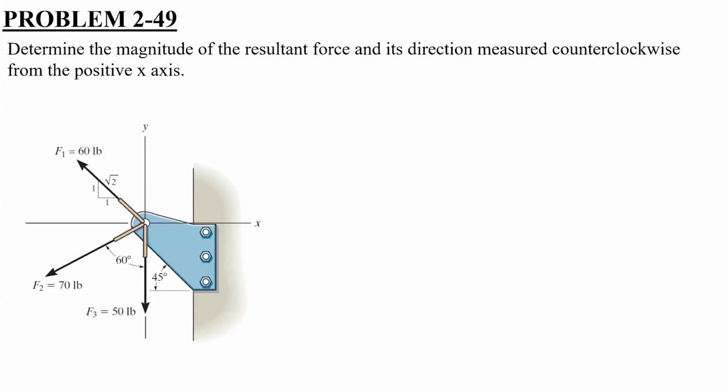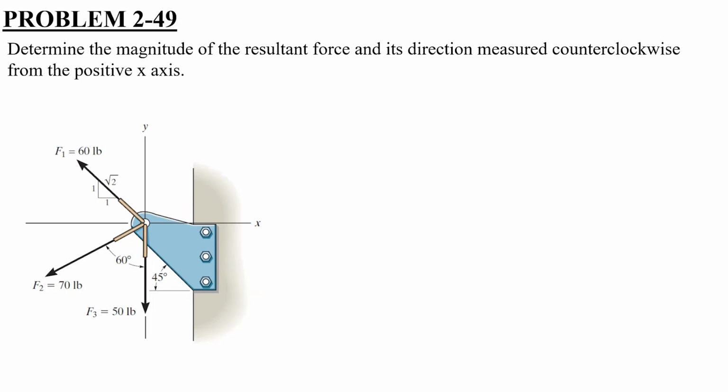In this problem, which is problem 2-49, we are being given three forces, all of them acting within the xy plane. First of all, we need to write all these forces in terms of their Cartesian notation, that is, using unit vectors i and j. And then finally, we are going to find out the resultant as well as its direction.